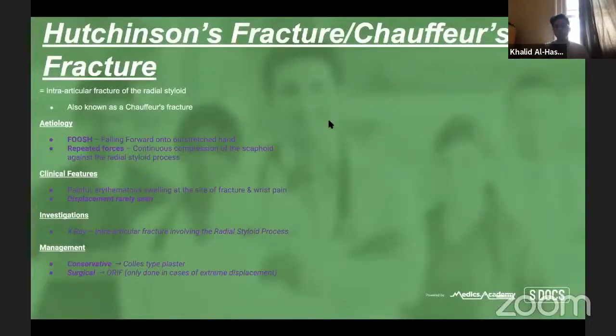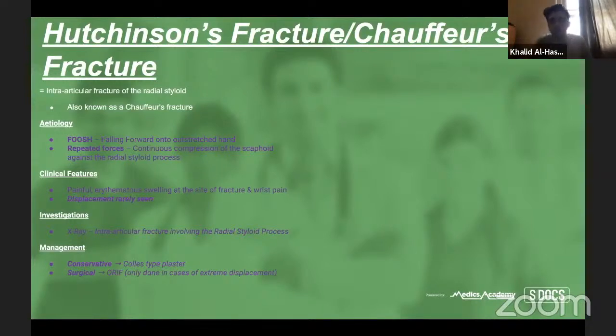A Hutchinson's fracture or a chauffeur's fracture. So it's an intra-articular fracture of the radial styloid. It's also known as a chauffeur's fracture. The etiology is due to a fall once again. And then you have repeated forces. These are continuous forces which cause compression of the scaphoid against the radial styloid process.